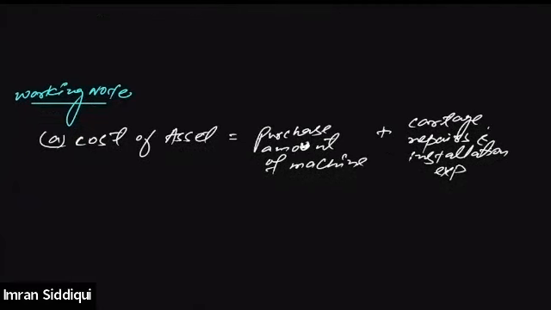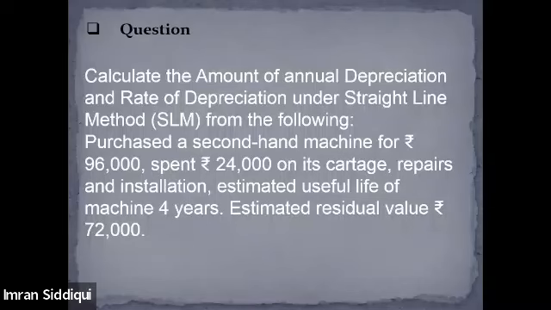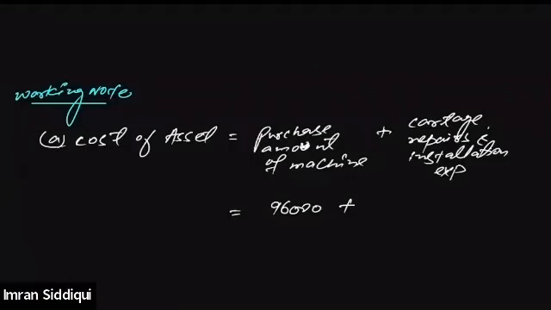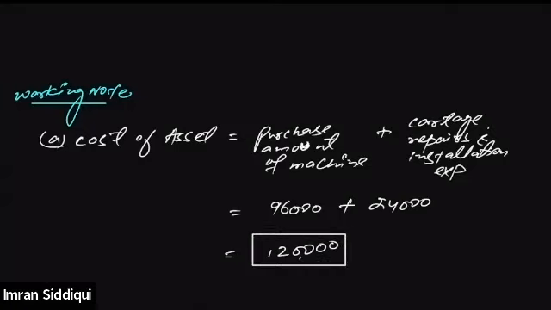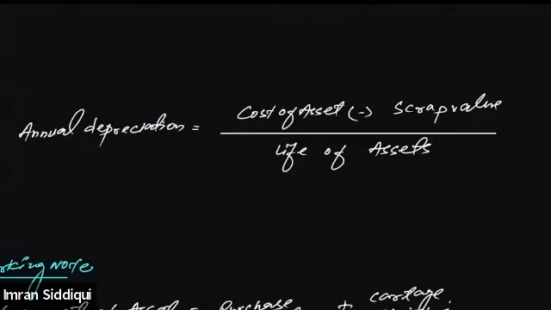All right, do you understand that? Now, what was the purchase amount of machine? It was 96,000. And the installation cost was 24,000, including cartridge and repairs. Whatever amount we incur until the installation of the asset is part of the cost of asset. So the total value of the asset will be 1,20,000. Is that right? Yes, sir. So let's put 1,20,000 here.